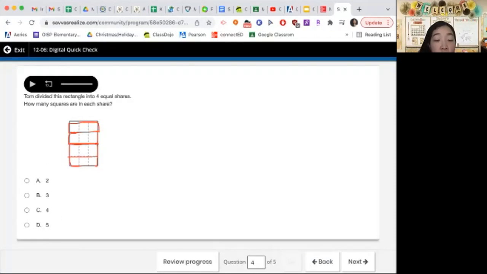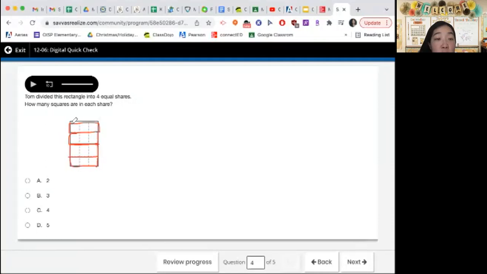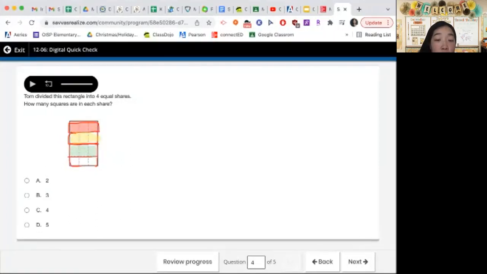So now let's go ahead and color them in to see how much each person eats. The first person gets to eat this much. The second person gets to eat this much. The third person gets to eat this much. And the fourth person gets to eat this much. So how many squares does each person get to eat? 3. 1, 2, 3 in each one. So the best answer is B.